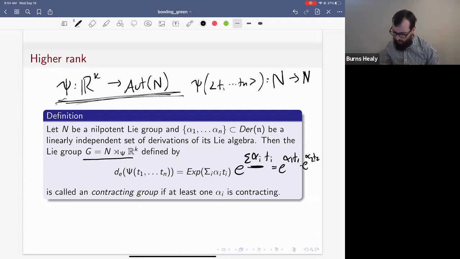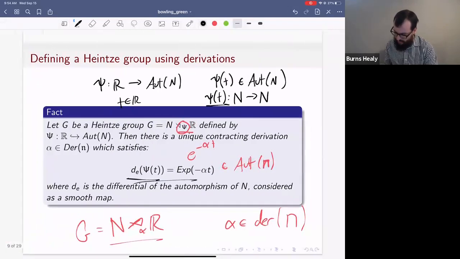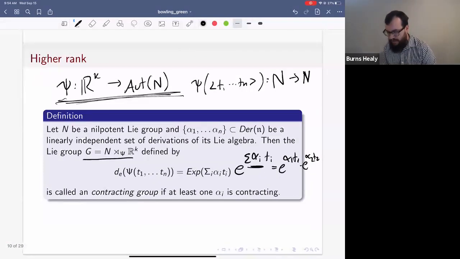But we don't want to just look at any group like this, the same way that we didn't want to look at just any Heintze group, because we wanted to make sure that we could get something out that was negatively curved. So you can imagine here, if you were not being careful, you could end up with Sol, for example. You could look at R2 semi-direct R or something if you had the derivations. Well, let me not get too off on a tangent. Let me just say that we want at least one of these things to be contracting.